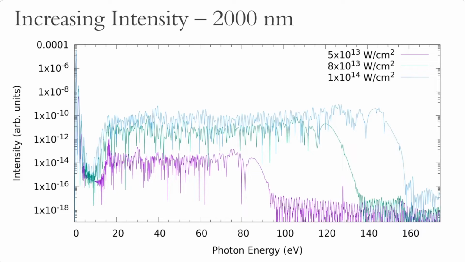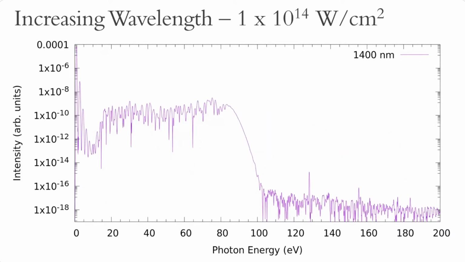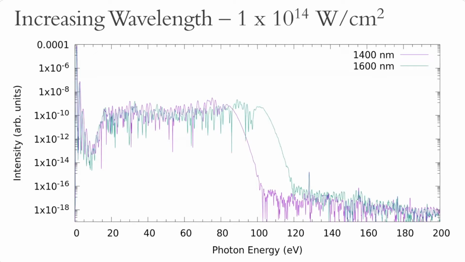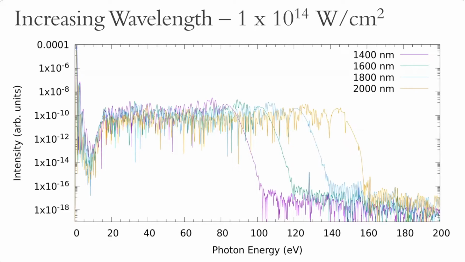From here, the next thing that we did is we started increasing the wavelength, starting with 1 times 10 to the 14 watts per centimeter squared at 1400 nanometers. We increased that to 1600 nanometers, 1800 nanometers, and 2000 nanometers. This is where we were at the end of the previous slide. We can see approximately a quadratic increase in our cutoff when we increase these wavelengths. And we've pushed this as far as 2200 nanometers so far in this process.